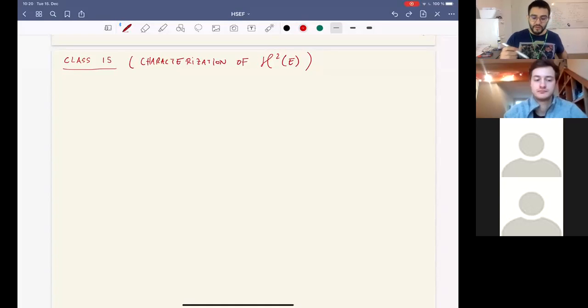Okay, so welcome to another class about the de Branges spaces, and today we will talk about one of the very nice results in the theory of de Branges spaces, which is the characterization of the space. So far I give you a function E over some class, and you can build the de Branges space H2 or even HP.